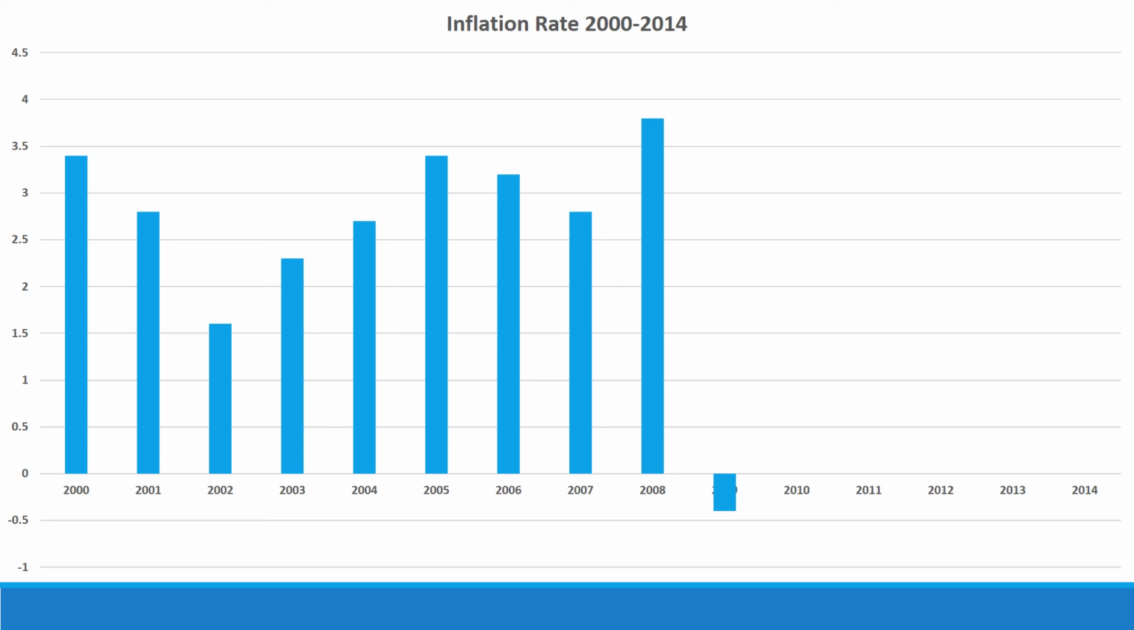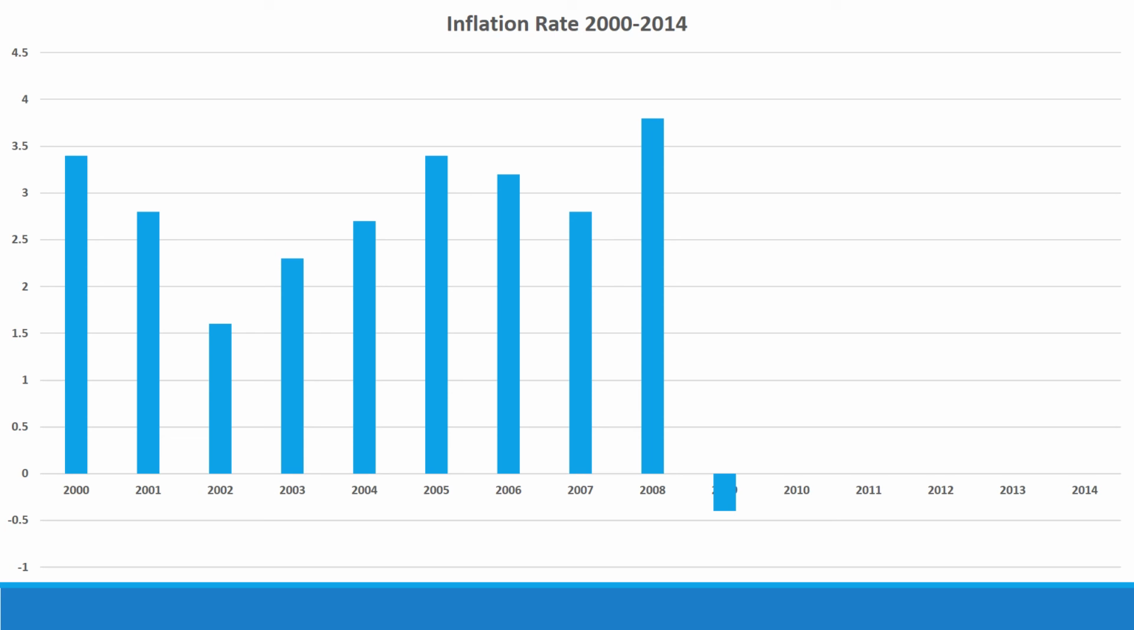You have to remember back to what that's causing. Deflation is a decrease in price levels. It's caused by money being removed from the economy. The reason why we see a decline in prices in 2009 is because people quit spending.